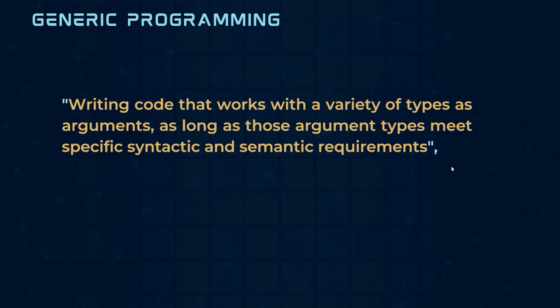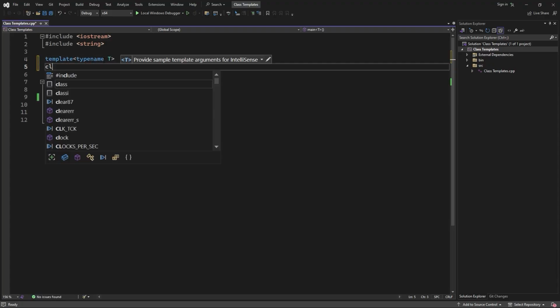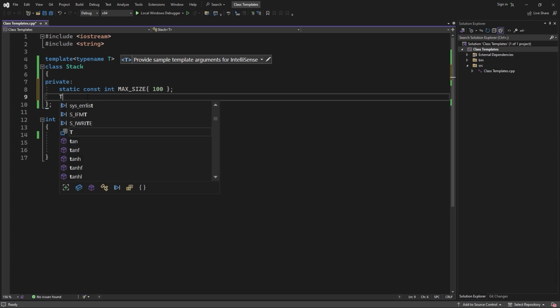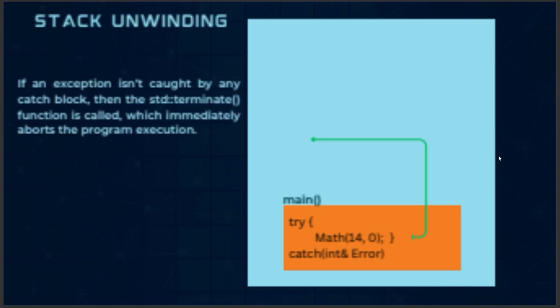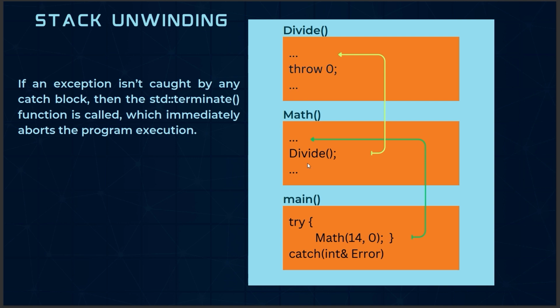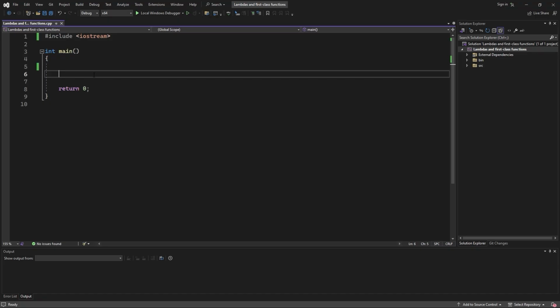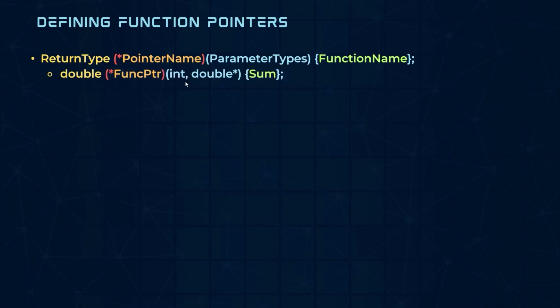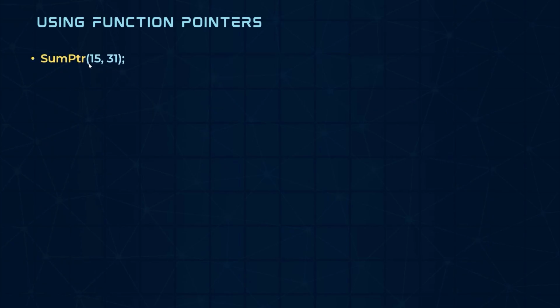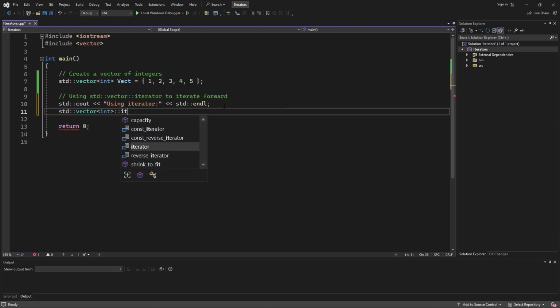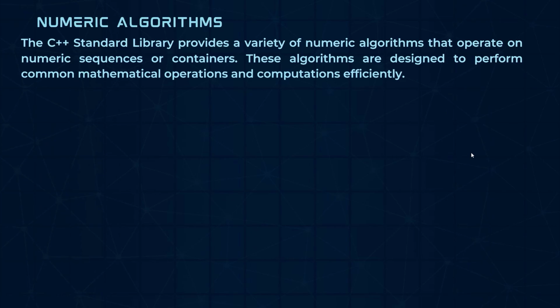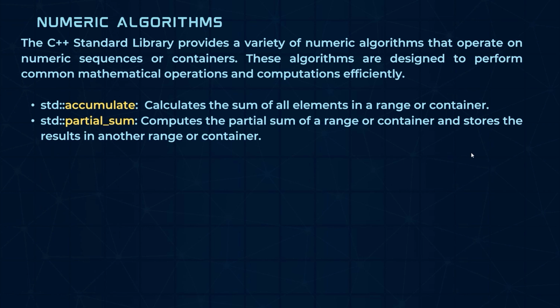You will also learn about generic programming and templates, like template classes and template functions, which help you write more efficient and reusable code, and exception handling so you can manage errors effectively. We'll dive into modern C++ features like lambda expressions, function pointers, and the Standard Template Library, or STL, focusing on containers, iterators, and algorithms for sorting, searching, and manipulating data.